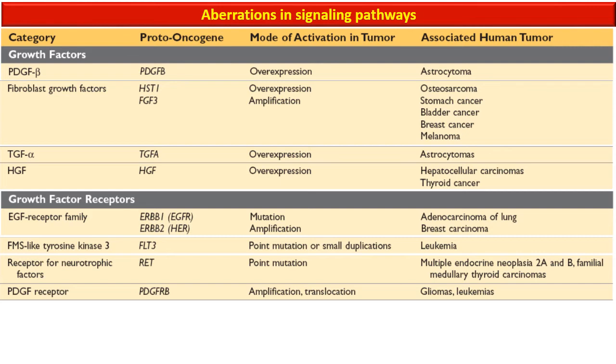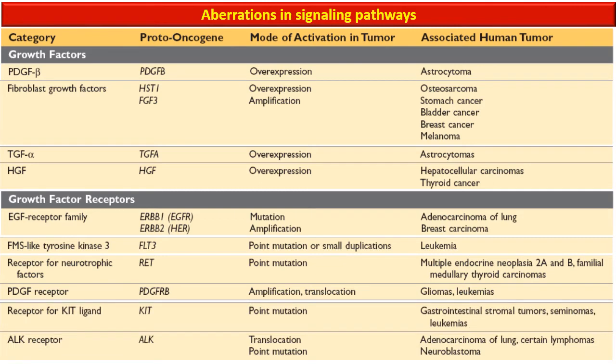Platelet derived growth factor receptor shows amplification or translocation in glioma and leukemias, and receptor for KIT ligand shows point mutation and is seen in gastrointestinal stromal tumor, seminomas, and leukemias, while anaplastic lymphoma kinase or ALK receptor shows translocation in adenocarcinoma of the lung and certain lymphomas, while it shows point mutation in neuroblastomas.